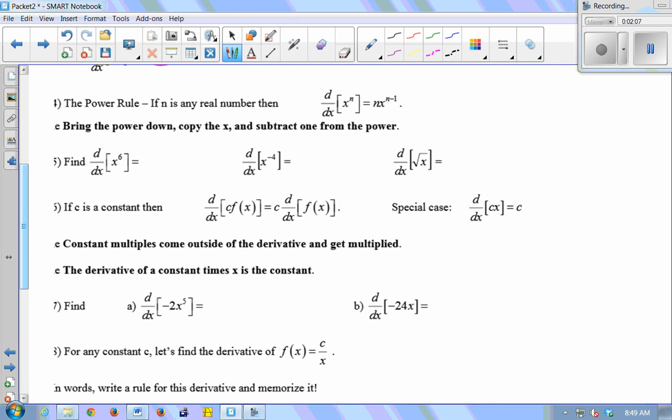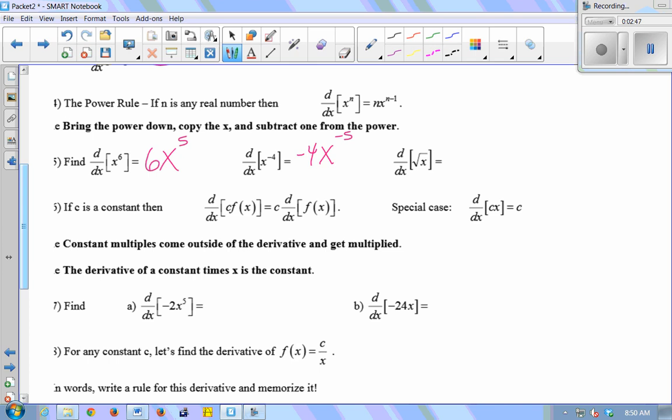So what would d dx of x to the 6th be? 6x to the 5th. Bring the 6 down in front, copy the x, reduce the power by 1. How about x to the -4? -4x to the -5. Yep, so bring the -4 down in front, copy the x, reduce -4 by 1, and you get -5.